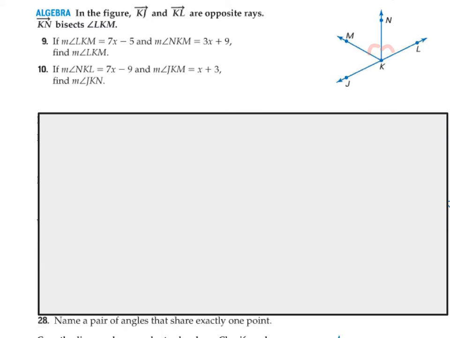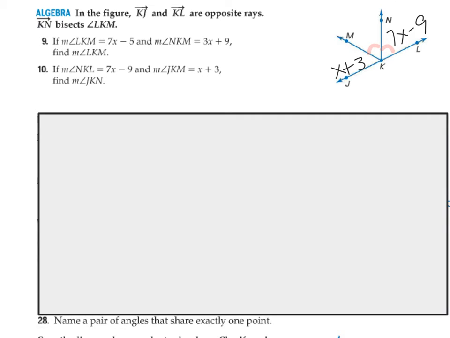Okay, for number 10, we're told that the measure of angle NKL has a measure of 7x minus 9, so let's indicate that, 7x minus 9. We are told that the measure of JKM, that's this angle, has a measure of x plus 3. So let me indicate that, x plus 3, and then we're asked to find the measure of angle JKN. Oh, JKN. Okay, so to find JKN, obviously we're going to need to know what x is.